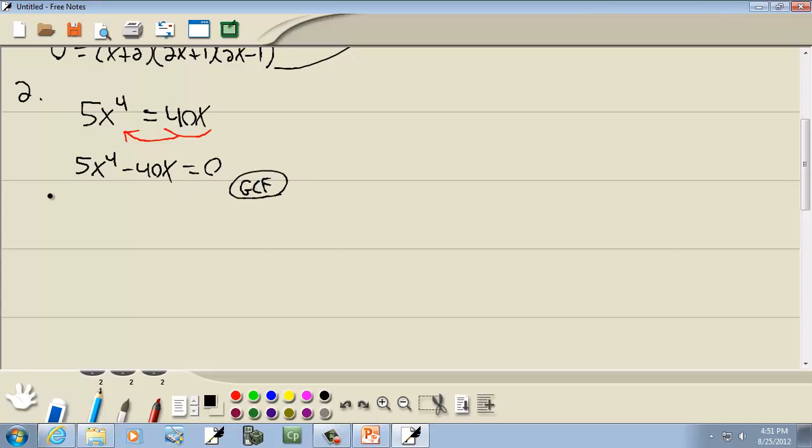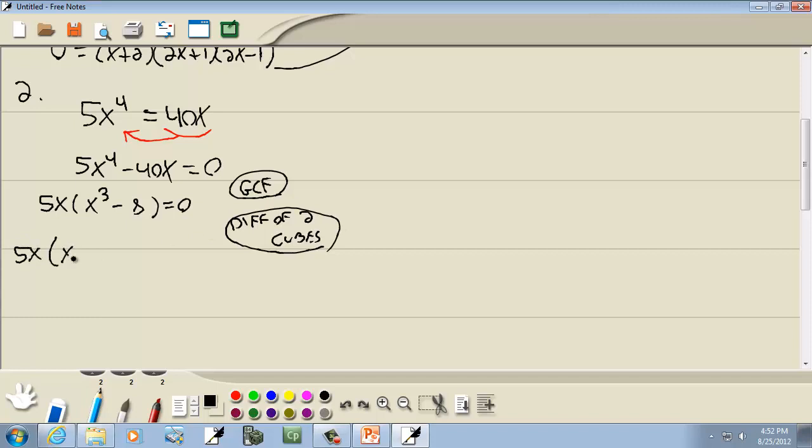Now these have a GCF in common, 5x. And that gives me x to the third minus 8 equal to 0. Now what's inside the parentheses? Two terms with a minus in it. I think difference of two squares, but nothing times itself gives you 8. So I go on to the difference of two cubes. The 5x just carries down, and then this becomes x minus 2 times x squared plus 2x plus 4 equal to 0.